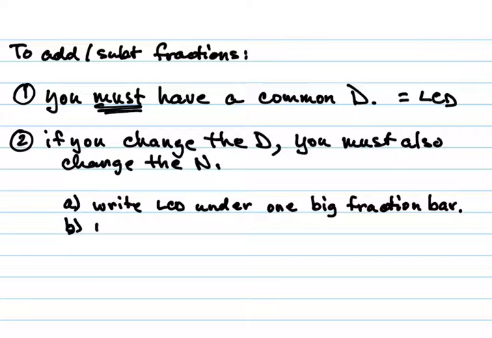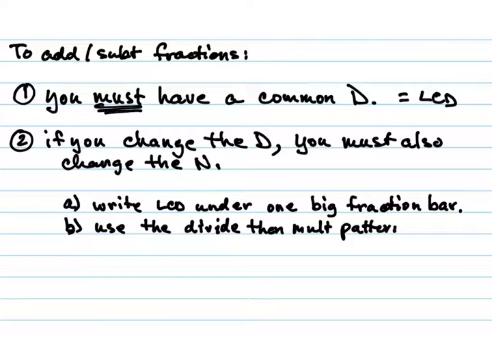Then, use the divide, then multiply pattern to get the new numerators, plural. Because if you're adding or subtracting fractions, that means you're going to have more than one, right? So if you were adding or subtracting 3 fractions, you'd have to use the divide then multiply 3 times, right? If you're adding or subtracting 2 fractions, you'll use it twice, okay?